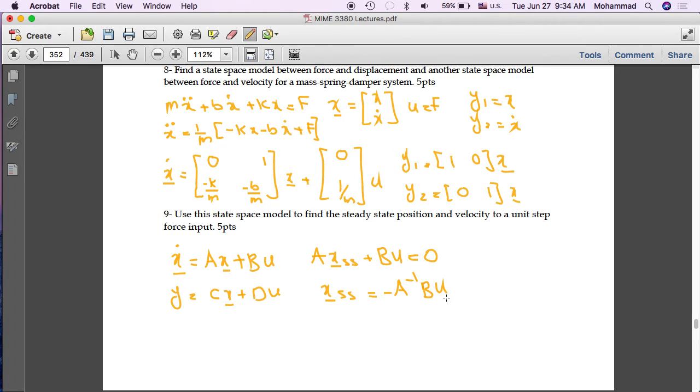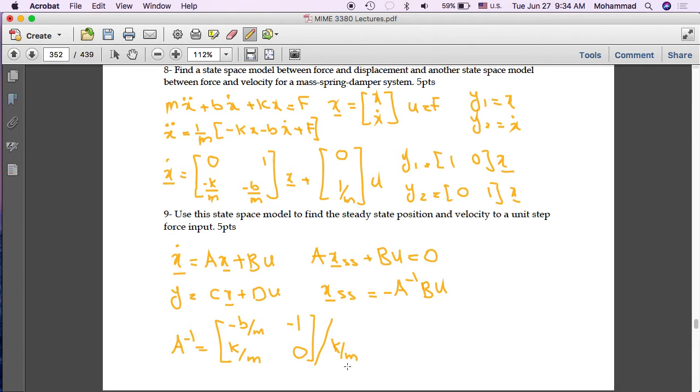So let's go ahead and do this. So let's find a inverse. So it's a 2 by 2 matrix, so you move the diagonal terms. So minus b over m comes here, 0 goes here, and then the off diagonal terms will change their signs. And you take that and you divide it by the determinant. So 0 minus k over m, so it's divided by k over m. So that's the determinant of the matrix that goes as the denominator. So that's A inverse.